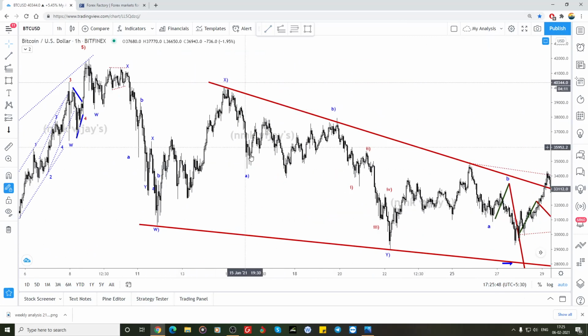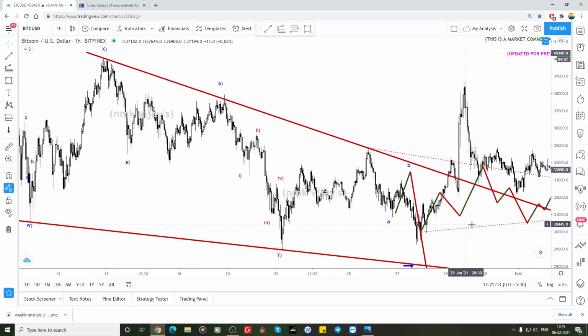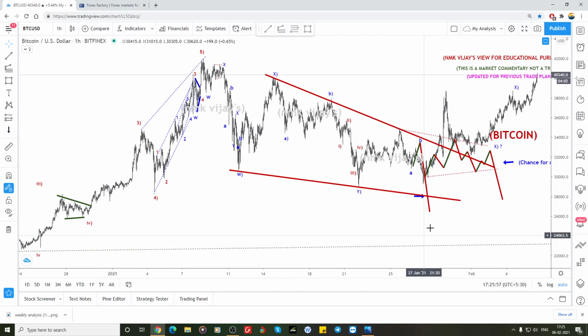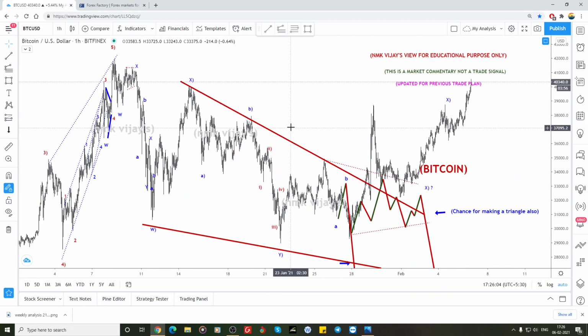So WXABC. So if it is a Y wave, X wave may be a triangle, what I said, or it could be an irregular flat. ABC, it can be like this also. But what happened? That is market. It won't validate our count.